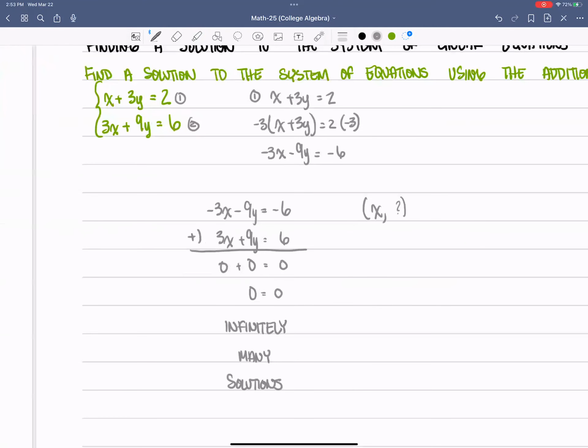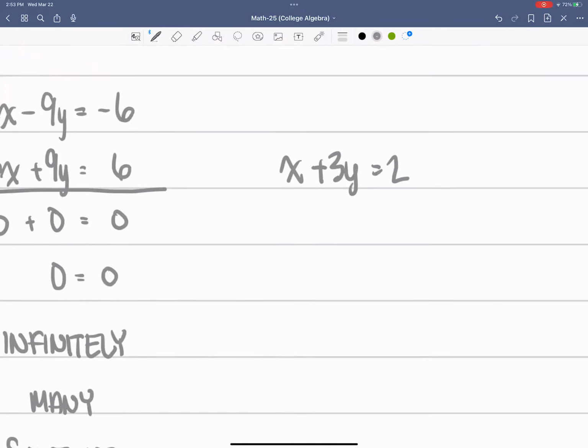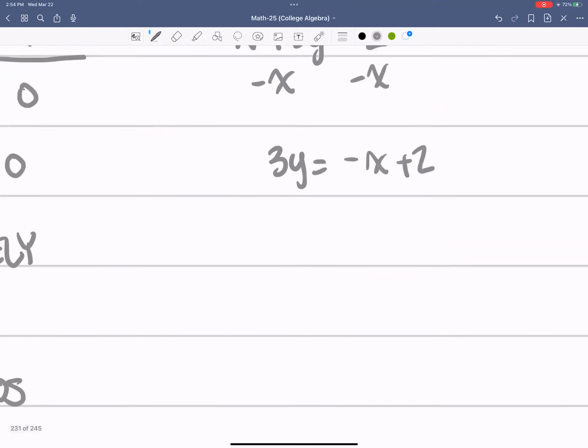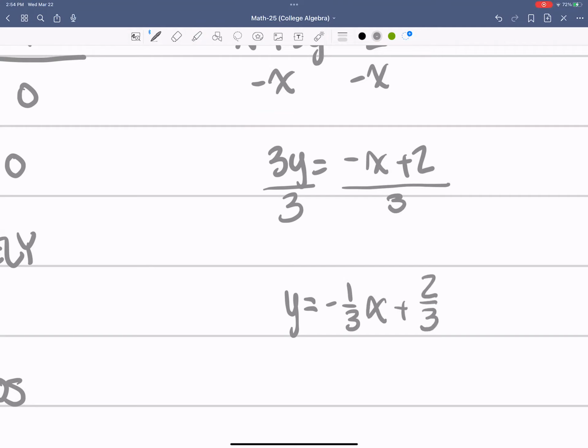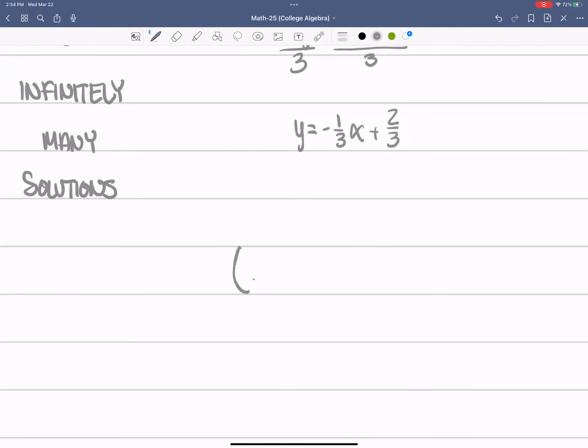So that was x plus 3y is equal to 2. Let's erase this part. Let's solve for y so that we could plug y into our solution. So subtract x from both sides. 3y is equal to -x plus 2. And lastly, divide both sides by 3. We have y is equal to -1/3x plus 2/3.